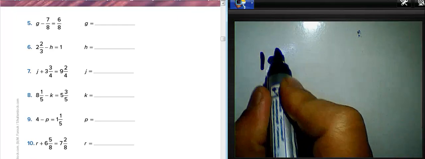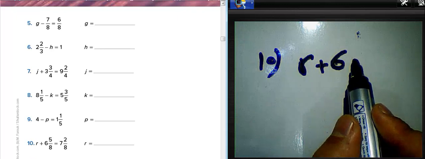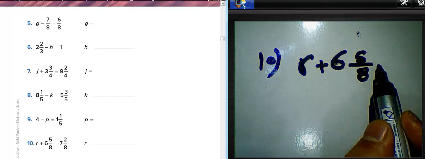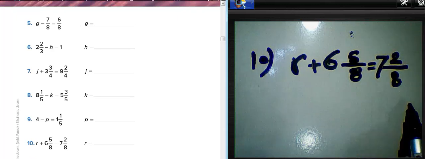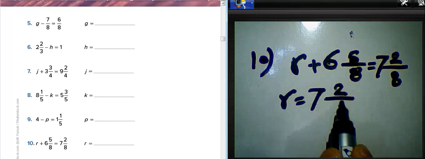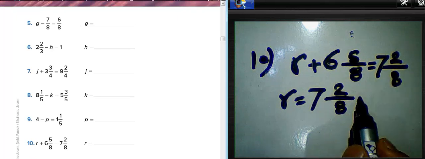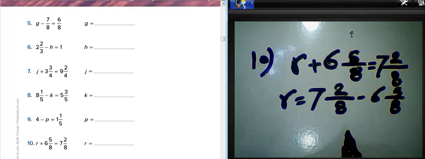Question number 10. R plus 6 and 5 over 8 equals 7 and 2 over 8. To find the unknown here, we must find the difference between them. 7 and 2 over 8 subtract 6 and 5 over 8.